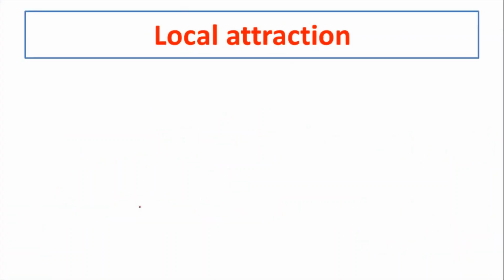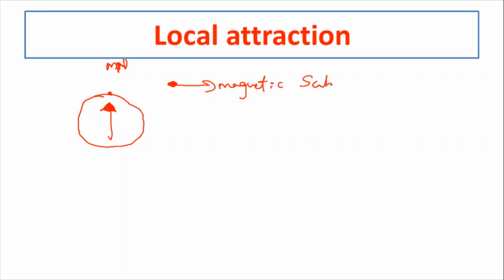Then the next one is local attraction. So what is local attraction? Suppose you have placed the magnetic compass here, and this is the magnetic needle. This magnetic needle always shows the magnetic north direction. Now the point is, suppose there are any magnetic substances nearby. When the magnetic substance is there nearby, the needle will deflect in this direction.